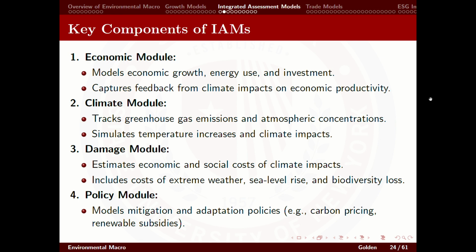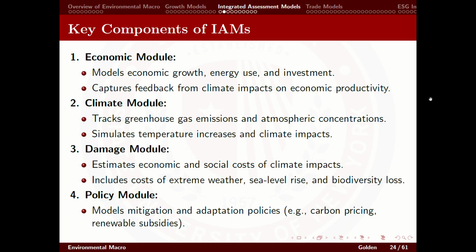Then they have a climate module where they look at greenhouse gas emissions, atmospheric concentrations, and simulate temperature increases and climate impacts. Then they have a damage module where they estimate economic and social costs of climate impacts. They look at the costs of extreme weather, sea level rise, and biodiversity loss. Finally, they have a policy module where they look at mitigation, adaptation, and policies.